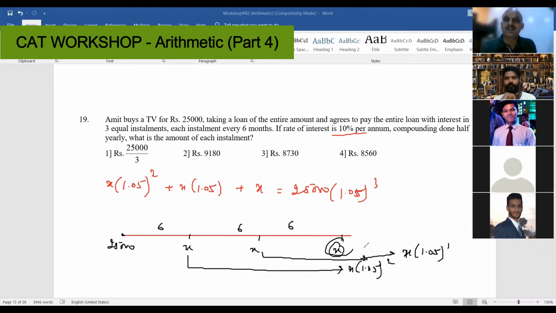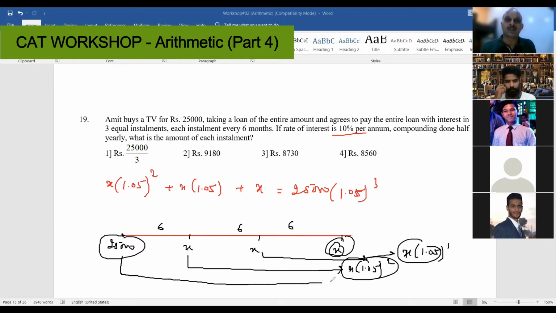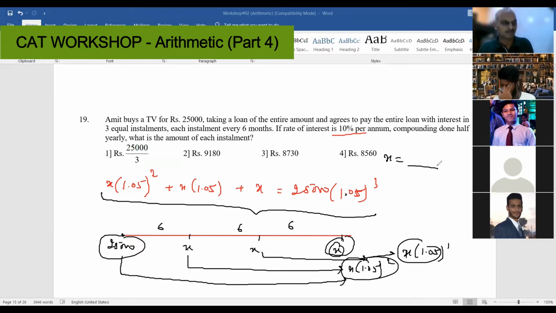The sum of these future values will be equal to the future value of the loan amount taken after 3 periods. And that future value of 25,000 will be 25,000 into 1.05 to the power 3. And now we are tasked with the calculation of this. Now you may use GP or whatever you can. You have to calculate this value. And what is the value of x you are getting? And that is the answer.